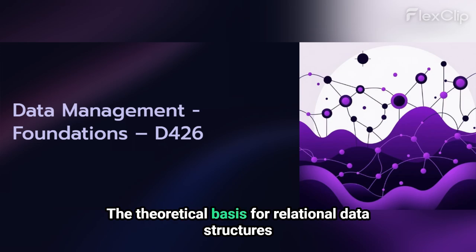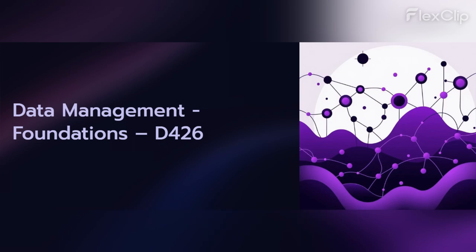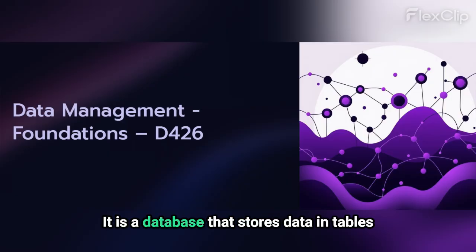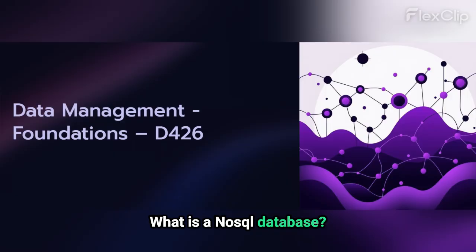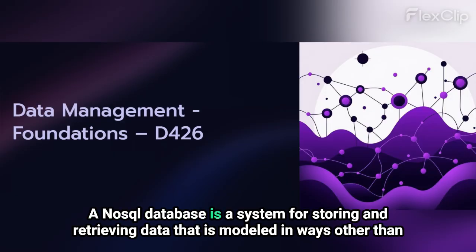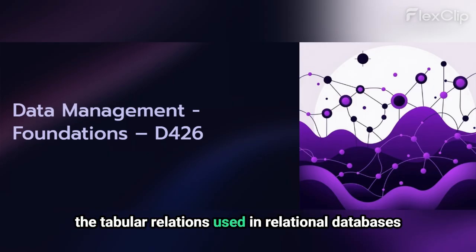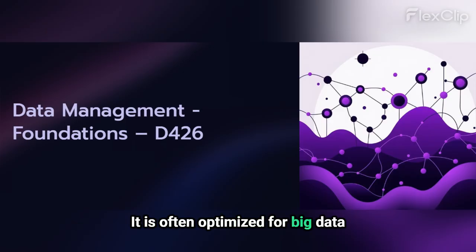What is the theoretical basis for relational data structures? The theoretical basis for relational data structures is set theory. What is a relational database? It is a database that stores data in tables, which are known as relations and are composed of rows and columns. What is a NoSQL database? A NoSQL database is a system for storing and retrieving data that is modeled in ways other than the tabular relations used in relational databases. It is often optimized for big data.